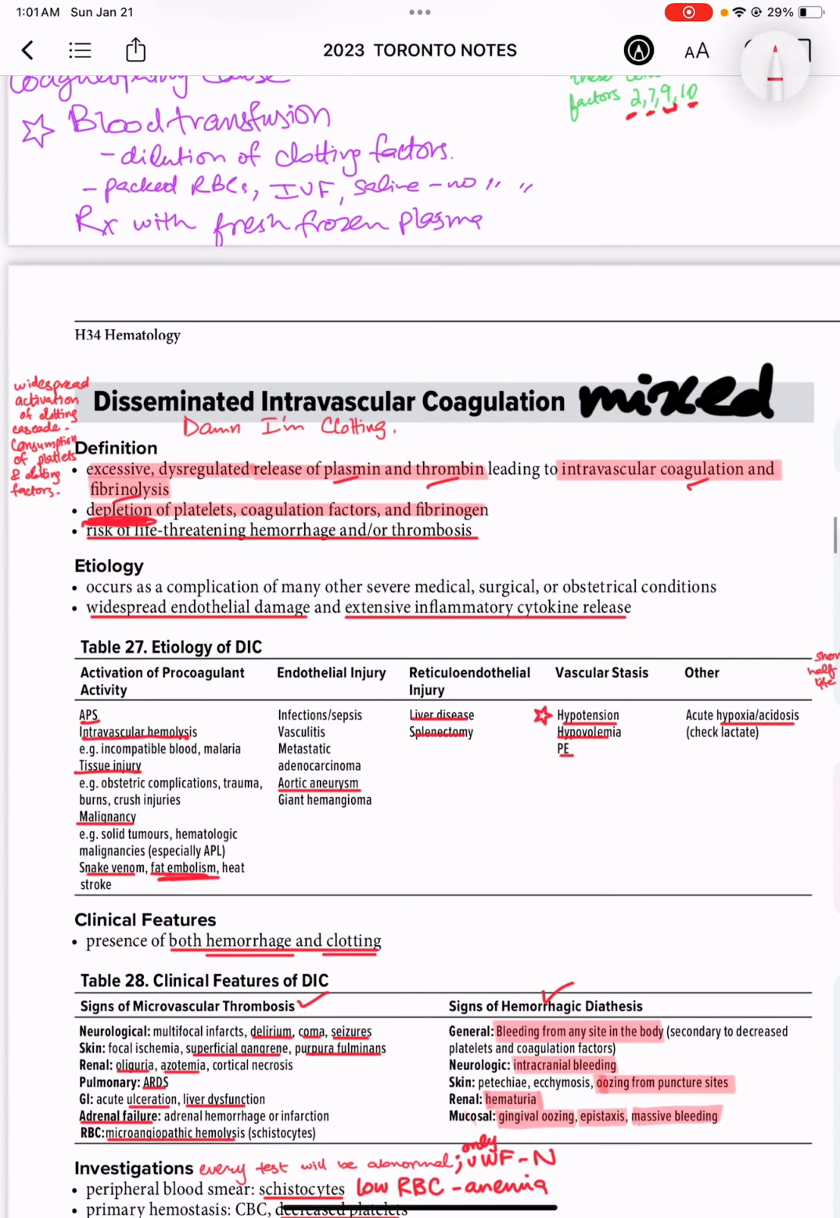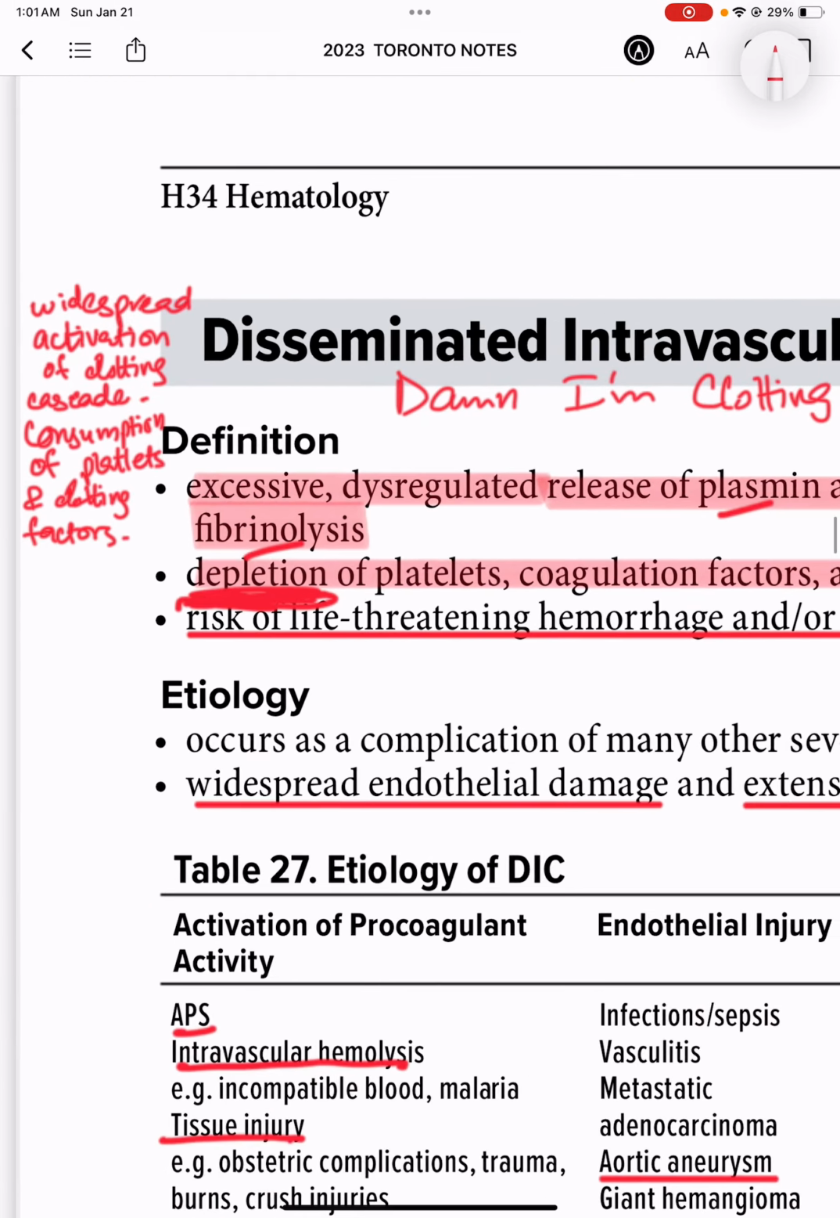It is mixed, and what happens in DIC is, I'm clotting, and I'm running out of platelets, clotting factors, fibrinogen, everything. So there is release of plasmin and thrombin both. There is coagulation as well as fibrinolysis going on. So it is widespread activation of the clotting cascade and consumption of platelets and clotting factors.